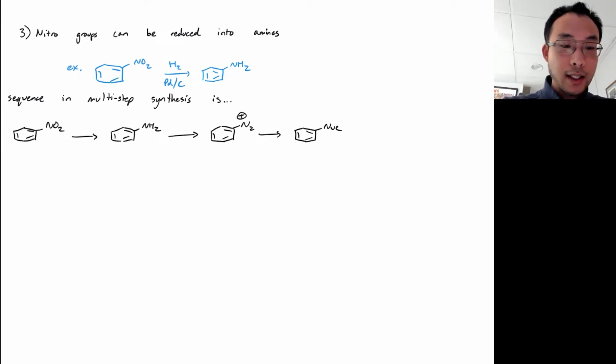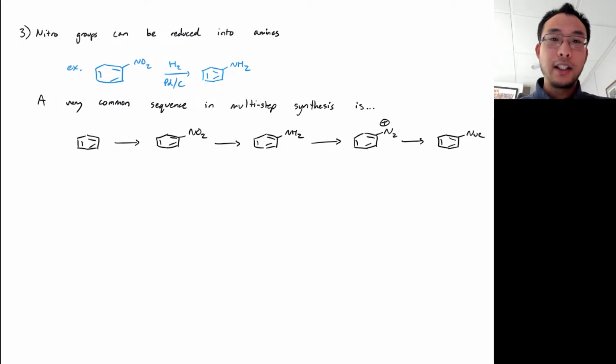And so what you find in the literature and in the industry is that this synthetic sequence that I'm showing you here is very common. People will do a nitration to put on a nitro group, reduce it into an amine, diazotize it to get to the diazonium, and then do some sort of substitution onto the diazonium.